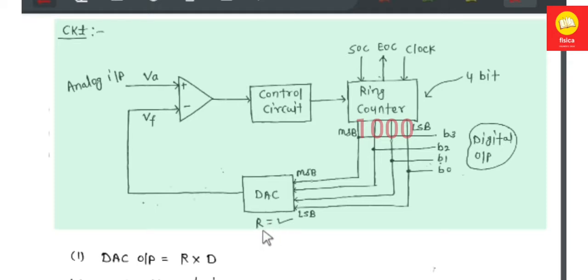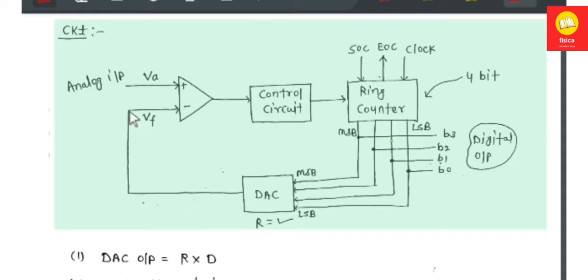Now 8 volt will be multiplied with resolution R. So if the resolution is 1, then 8 into 1 equals 8. If the resolution is 0.5, then 8 into 0.5 equals 4 volt. So suppose our resolution is 0.5. So 8 into 0.5 equals 4. Now 4 volt is here.